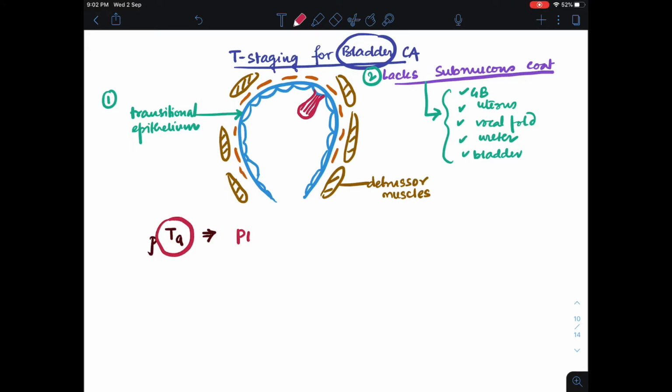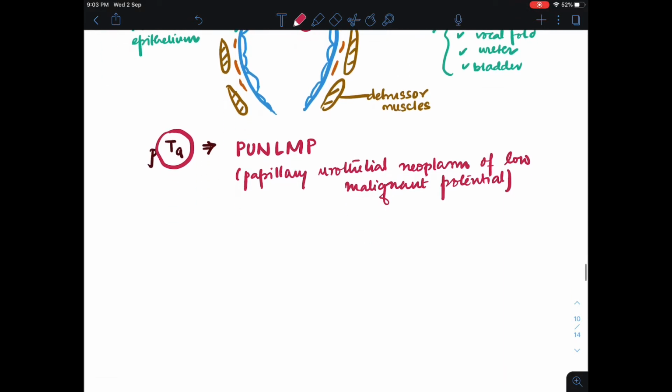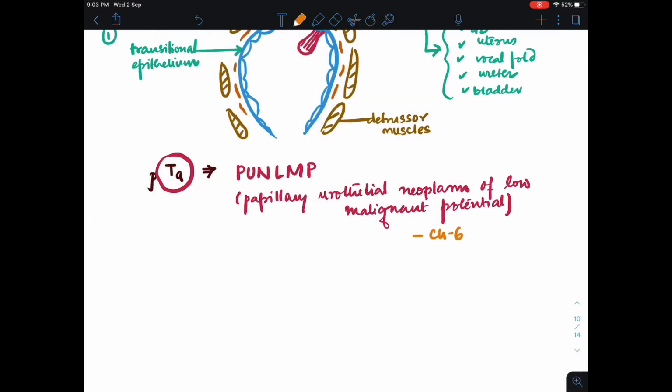that is PUNLMP. Papillary, which stands as papillary urothelial neoplasm of low malignant potential. It usually occurs due to a chromosome 6 mutation.